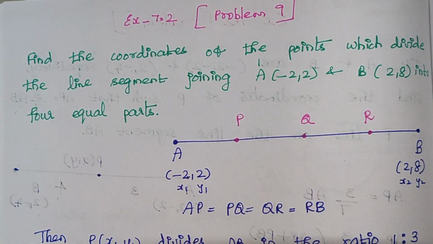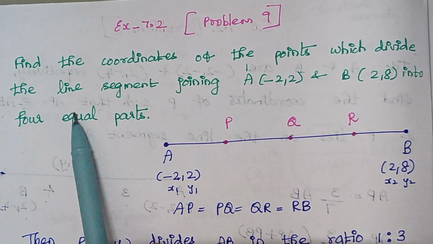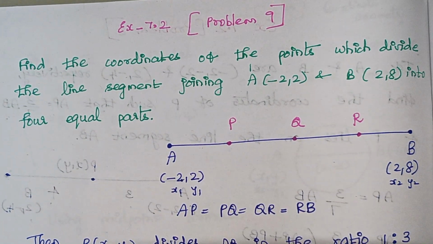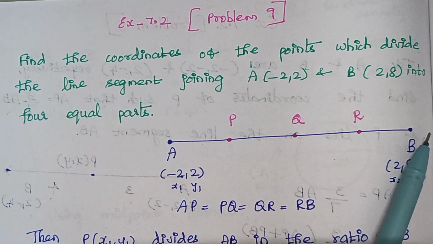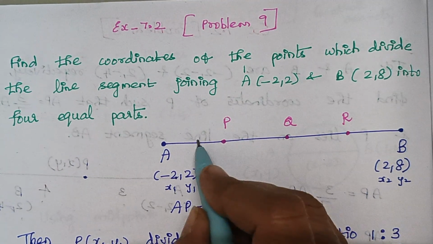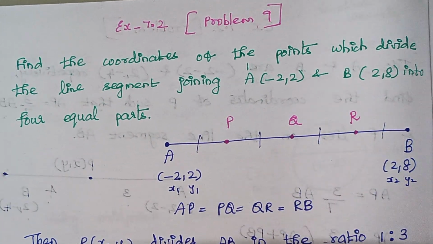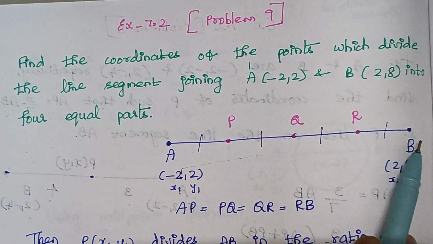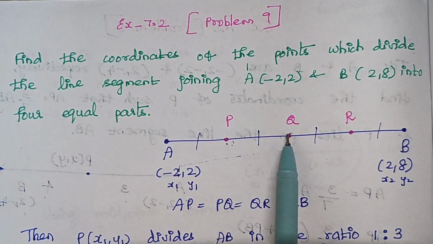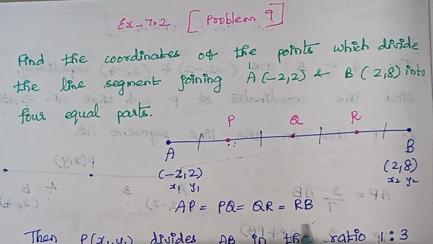So next, problem number 9. Find the coordinates of the points which divide the line segment AB into 4 equal parts. So here we have a line segment AB. This is divided into 4 equal parts, right? That is AP is one part, PQ is one, QR is one, and RB is one. All these 4 parts are equal, right? Therefore, AP is equal to PQ is equal to QR is equal to RB, right?